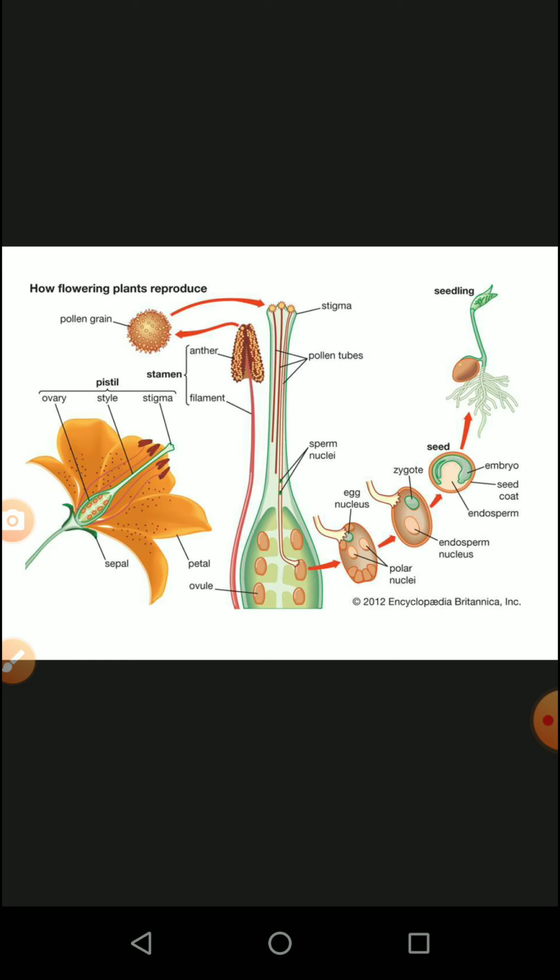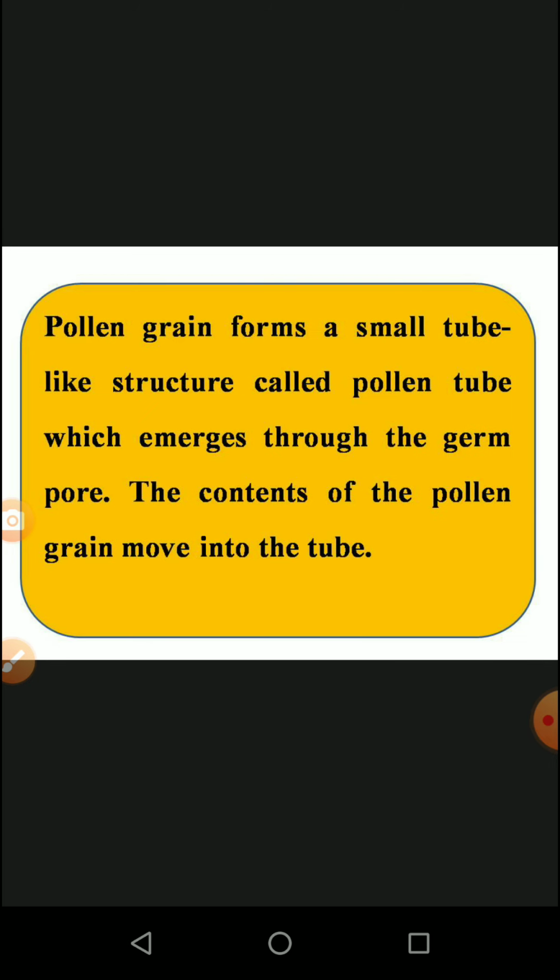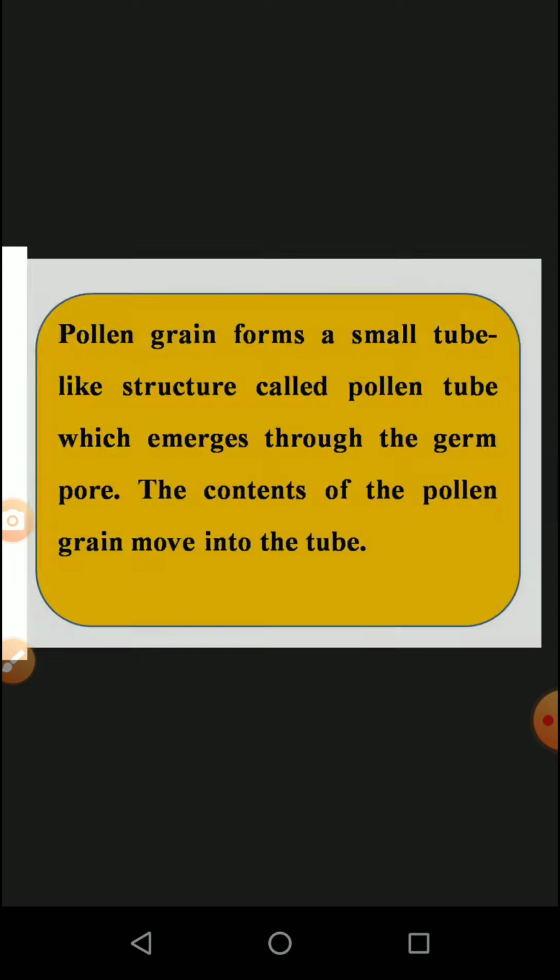The seed becomes the seedling. It is in the form of a cyclic process. The pollen grain forms a small tube-like structure called the pollen tube, which emerges through the germ pore. By means of the germ pore only, the male gametes enter. The pollen contents move into the tube.